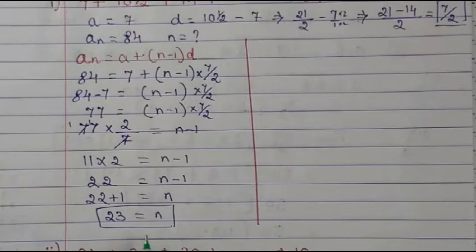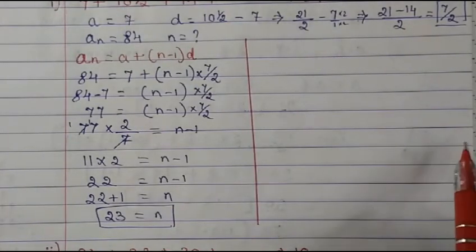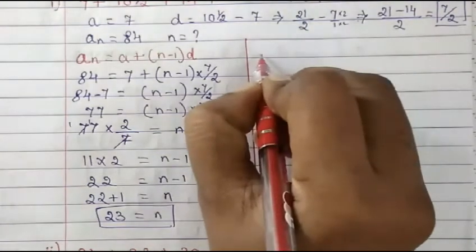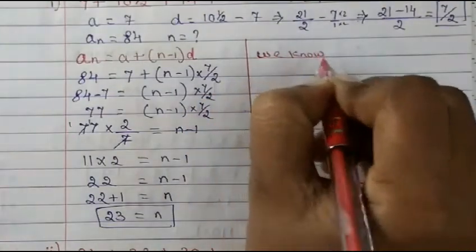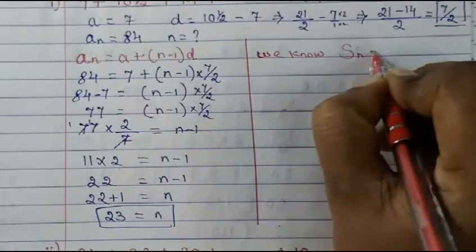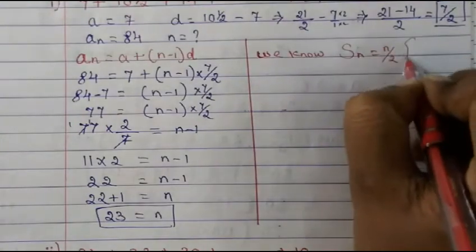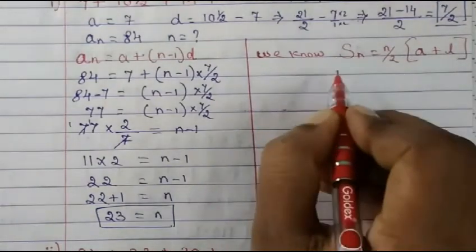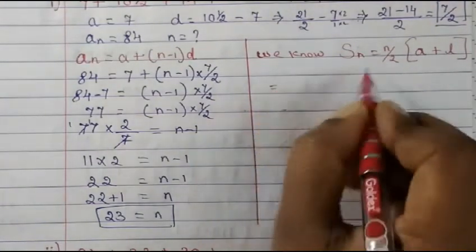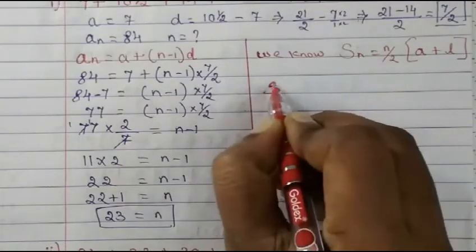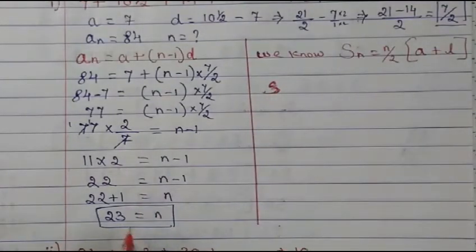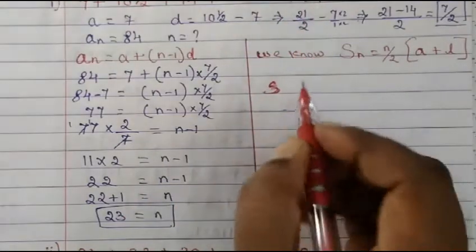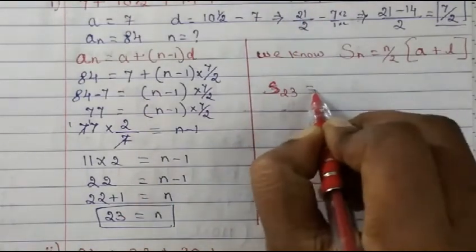So now we know the n value. Let's put it into the formula that we have studied, where we know the first term and the last term. So the first formula we will use: Sn equals n upon 2, first term A and the last term L. Now we know the n value, right? Sum of how many terms? It is the 23rd term. So we have to find the sum of 23 terms.